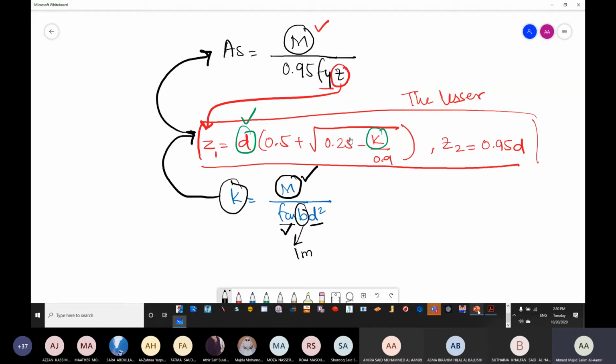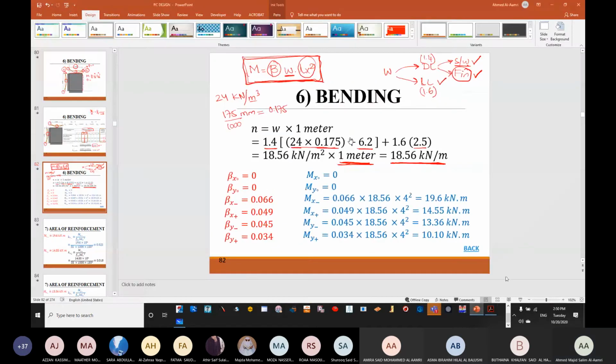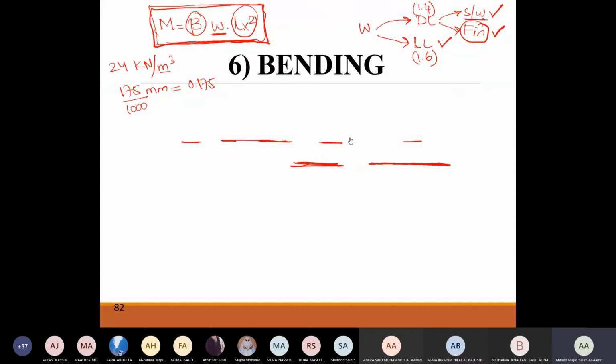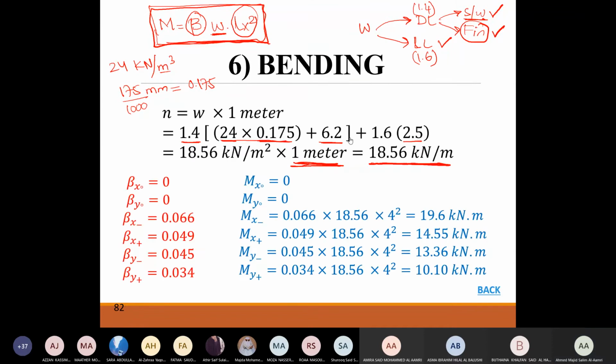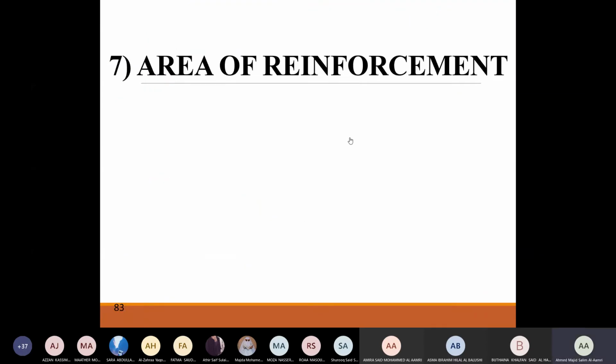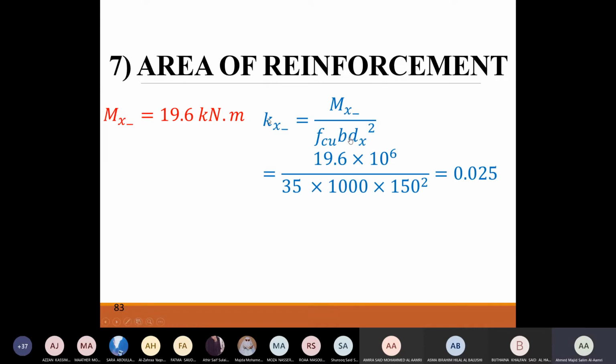Okay. Now going to the slides. fcu is the grade of concrete. We said fcu is the grade of concrete, fy is the grade of steel. Now for area of reinforcement, the first thing that we need to calculate is the k value. After the k value, we'll be calculating z. After z, we are going to calculate for As. So what we are doing right now, we are taking the first value of mx negative. Okay. Now we are taking mx negative. We are going to use k.